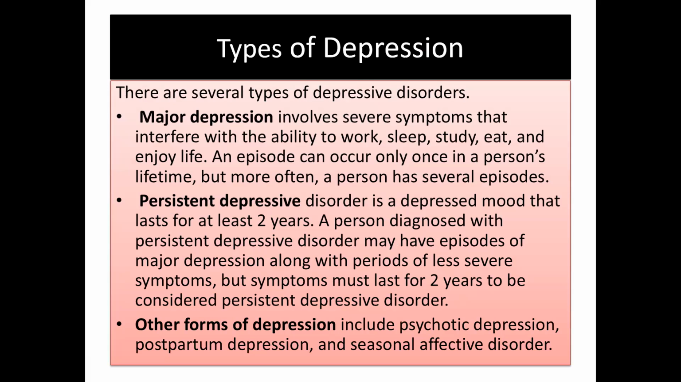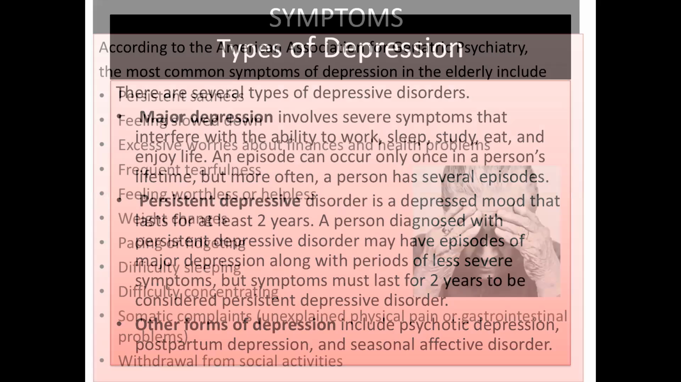Persistent depressive disorder. Persistent depressive disorder is a depressed mood that lasts for at least 2 years. A person diagnosed with persistent depressive disorder may have episodes of major depression along with periods of less severe symptoms, but symptoms must last for 2 years to be considered persistent depressive disorder. Other forms of depression include psychotic depression, postpartum depression, and seasonal affective disorder.